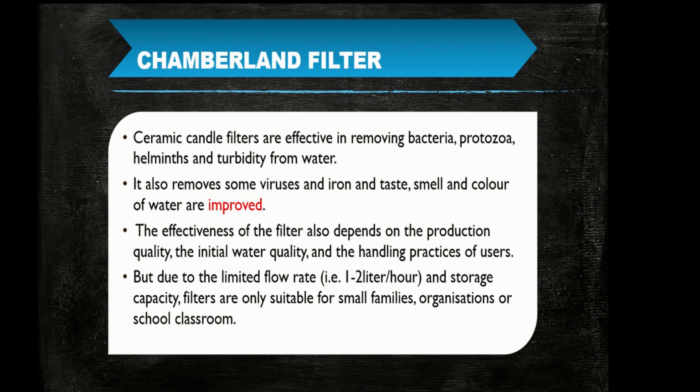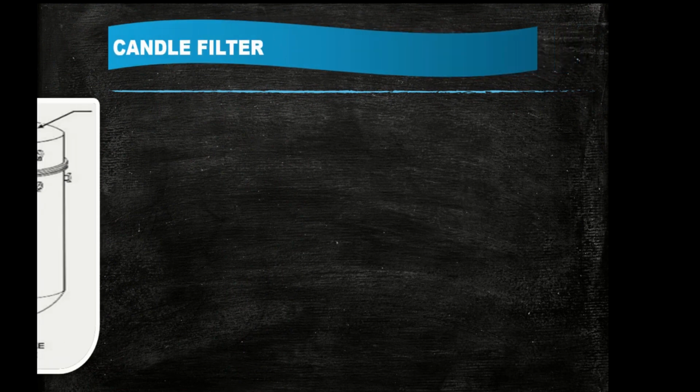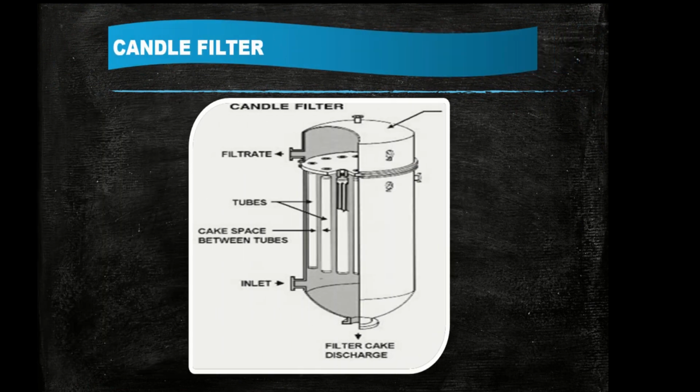But due to the limited flow rate, that is 1 to 2 liters per hour, and less storage capacity compared to other filters, these filters are only suitable for small families, organizations or school classrooms. So the water can be filtered only in small quantities. They are commonly used in homes. You can see here the candle filter and how it is organized. The inner section has been shown.